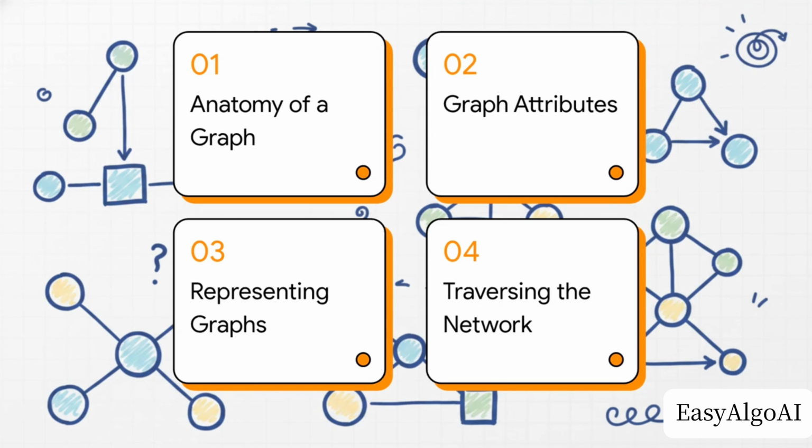Okay, here's our roadmap for today. First, the anatomy of a graph. Second, graph attributes. Third, representing graphs. And fourth, traversing the network.